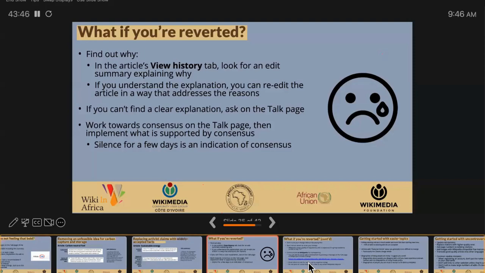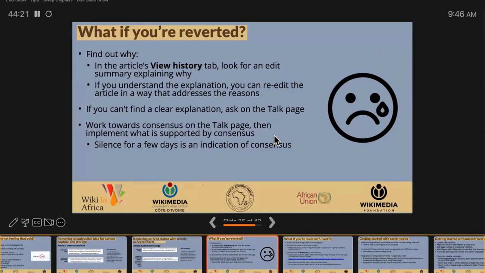So if you're reverted, it feels crappy, but it's not the end of the world, and it's not even the end of that edit. What you can do is find out why. Looking at the article's history tab, look for an edit summary that will explain why. This is why going back to your article, using your watch list, and looking at the history will help you understand what's going on. If you understand why you were reverted, maybe you can re-edit the article in a way that addresses the reason.